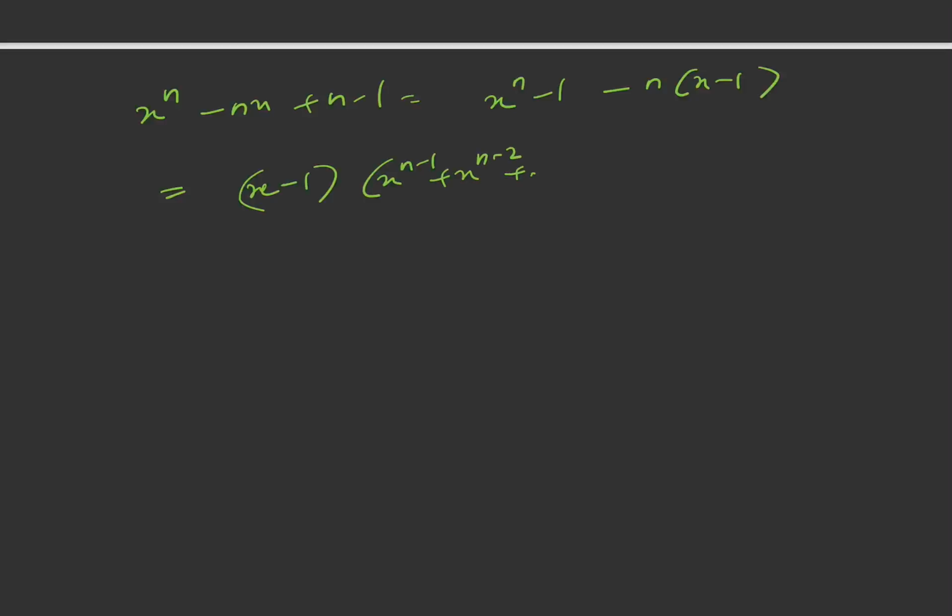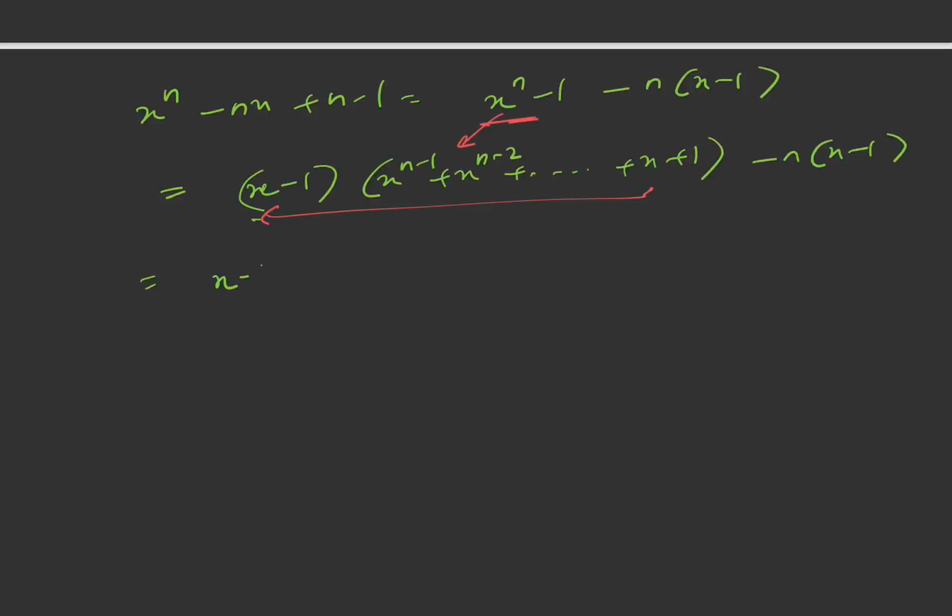So see, we have x^n - nx + n - 1. I am writing it as (x^n - 1) - n(x - 1), right? And we know x^n - 1 is nothing but (x - 1)(x^(n-1) + x^(n-2) + so on + x + 1) - n(x - 1), right? This is the formula for x^n - 1. This we have seen so many times. If you have any doubt, you can just multiply these two expressions and check that you will get x^n - 1.